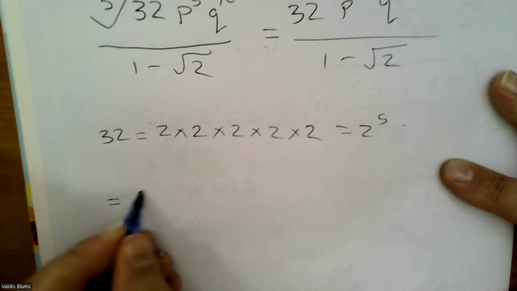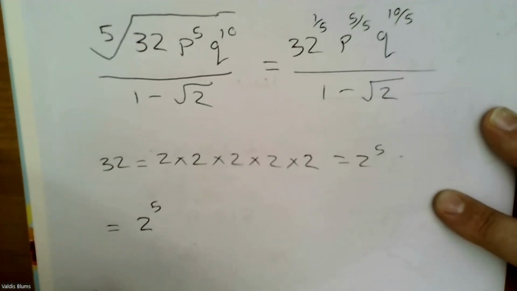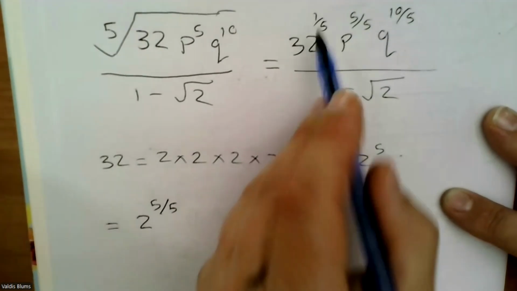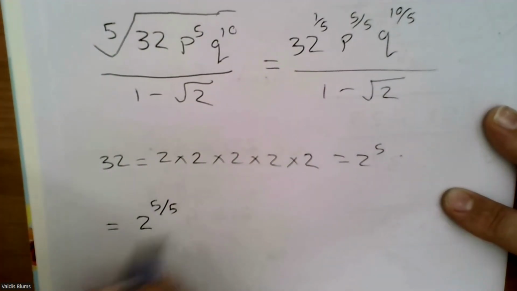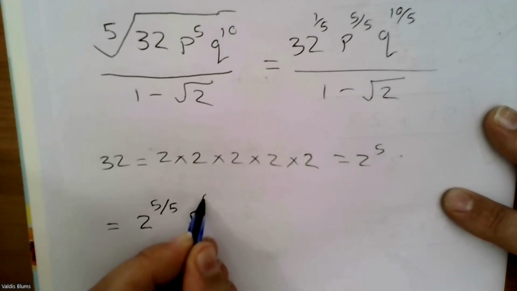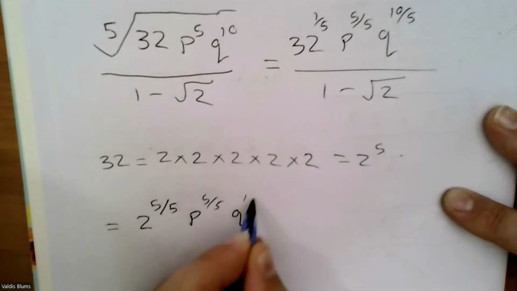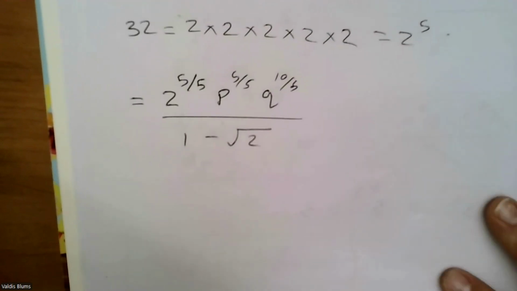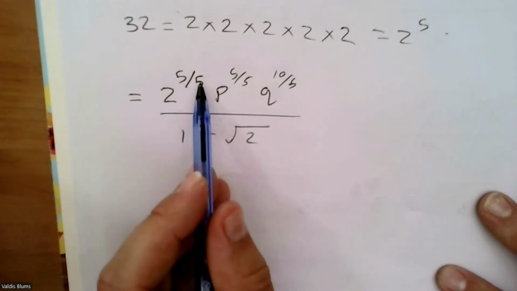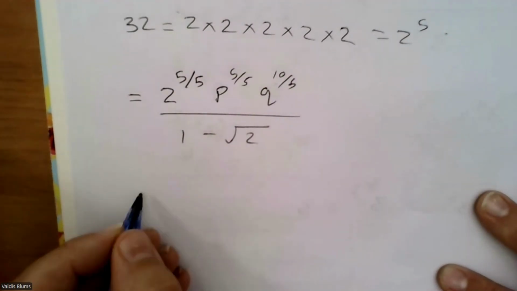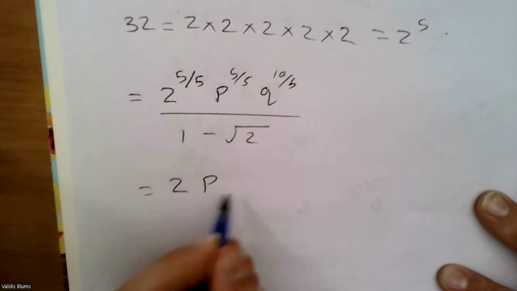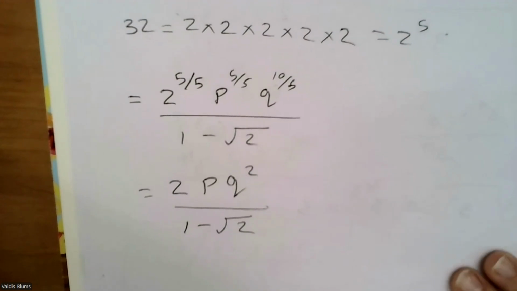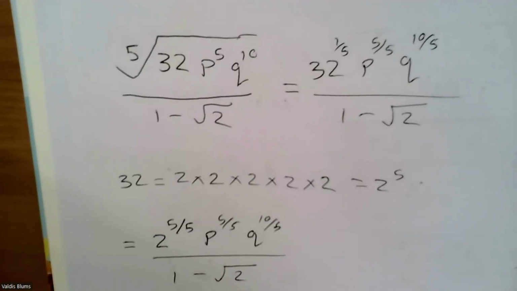So our next line would become 2 to the power of 5. So this 32 is 2 to the 5 over 5, because we had that over 5 there, times by p to the 5 over 5, q to the 10 over 5, of 1 minus square root 2. So simplifying the numerator a little bit further, 5 over 5 is 1, 1, and this would be 2. So we have 2p q squared all over 1 minus square root 2.